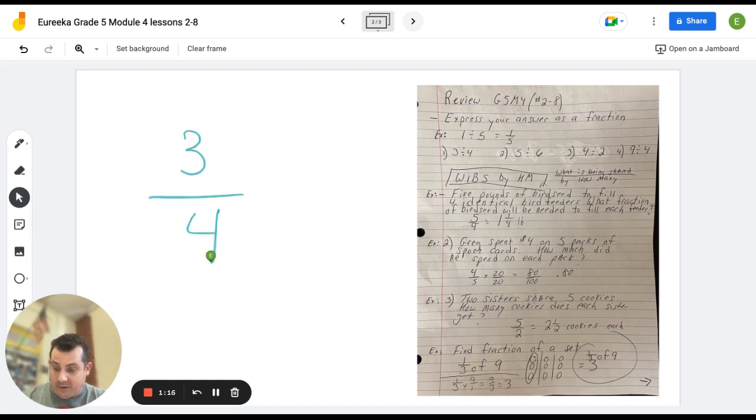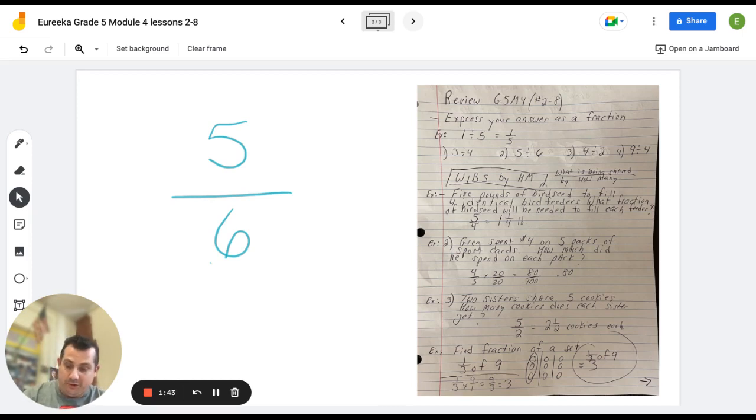So that would be 3/4. Right? Now, you go to the next one. We have 5 divided by 6. So when you do 5 divided by 6, that would be 5 objects shared by 6 people. So your fraction would be 5/6. Each person is going to get 5/6 of the amount. So 5/6. What is being shared by how many? We remember we went over that.